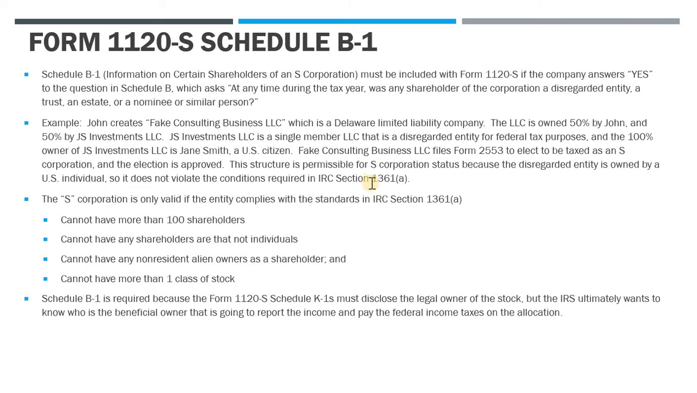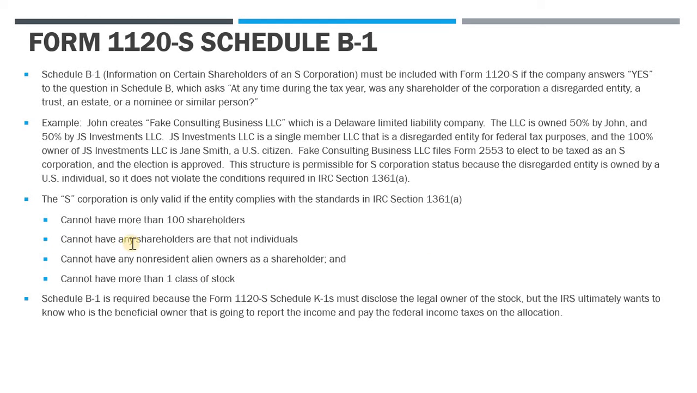Now, this structure is permissible because the DRE is ultimately owned by a U.S. individual, right? And that's important because, if you're familiar with the rules, you might be looking at this saying, well, LLCs that are S-corps, you can only have basically natural persons in there or certain types of other entities. But this structure is okay because, again, it's a disregarded entity. So it doesn't violate these rules in 1361(a).